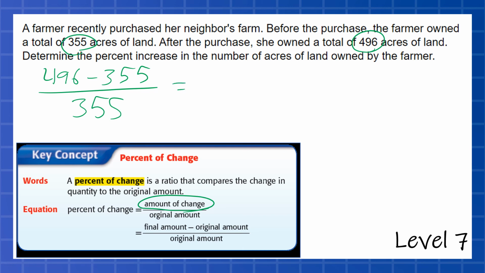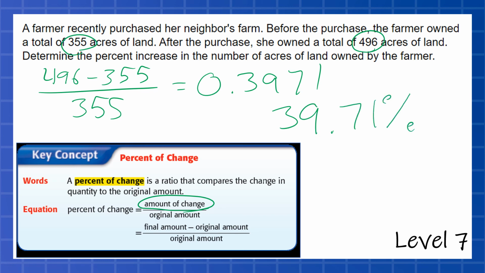And then that will give us a decimal, okay? Now, since it asked for percent, then we're going to have to do something to turn that decimal into a percent. So we have 0.3971. If I wanted to turn that into a percent, I'd need to move this 2 decimal places or just simply multiply by 100. So 39.71%.